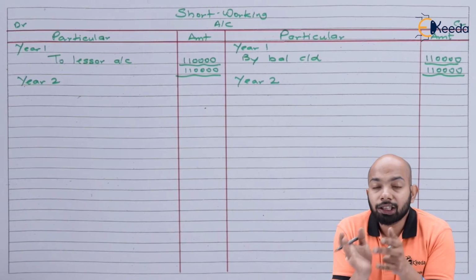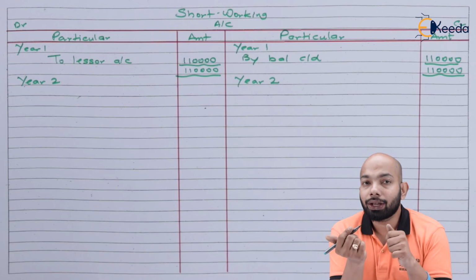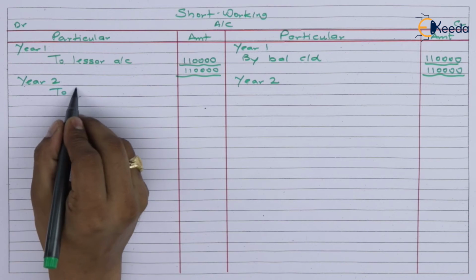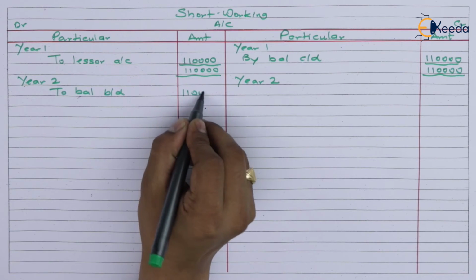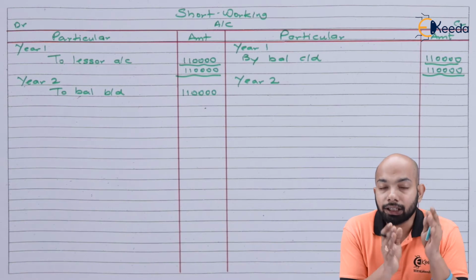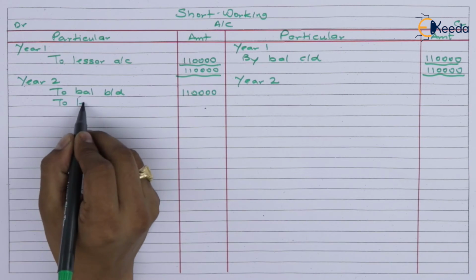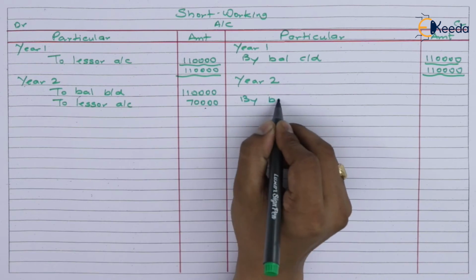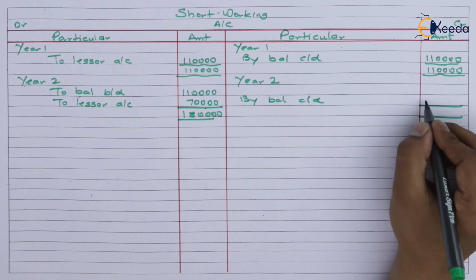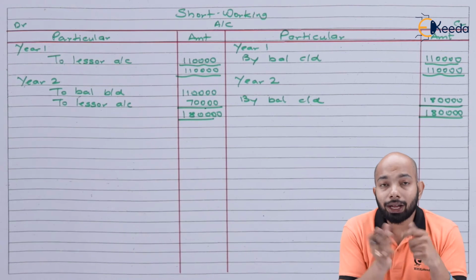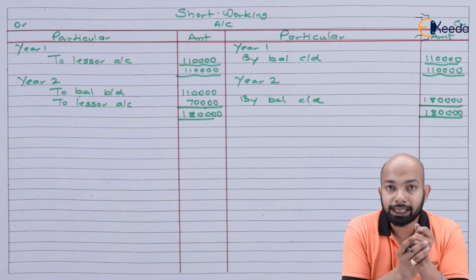Whatever balance was there in the previous year, that means on the credit side that you can see, will be brought down on the next debit side. Now again, in the second year, there was a short working of 70,000. So we have to note that down. So the total comes to 1,80,000 now, and that is carried forward to year 3.